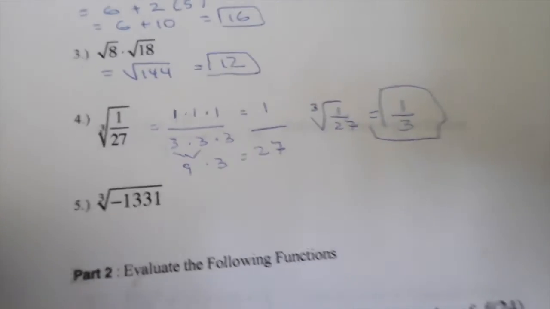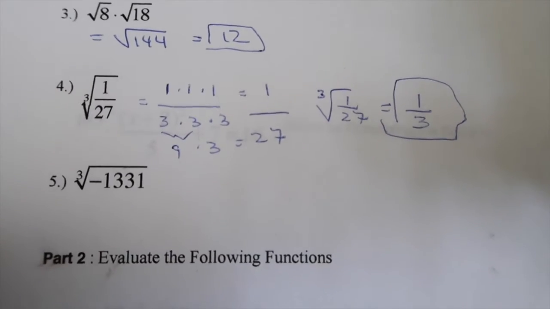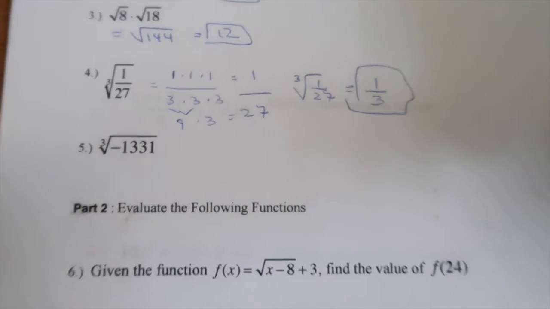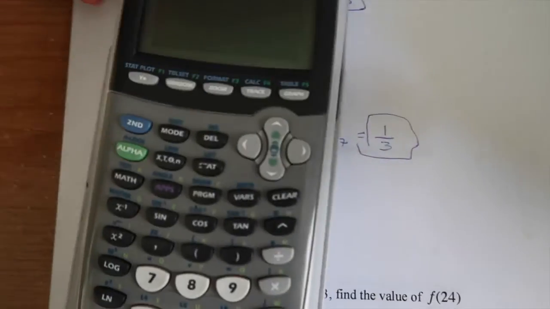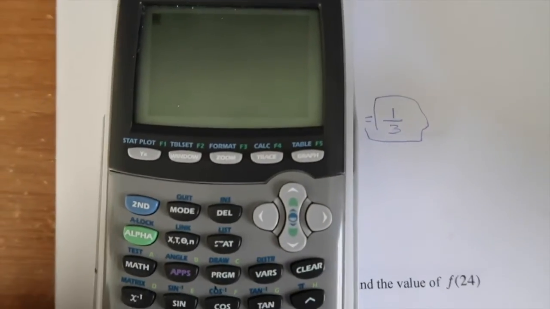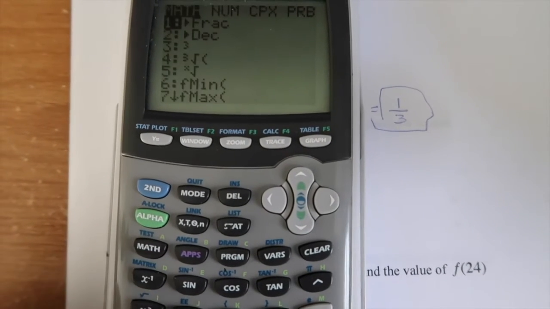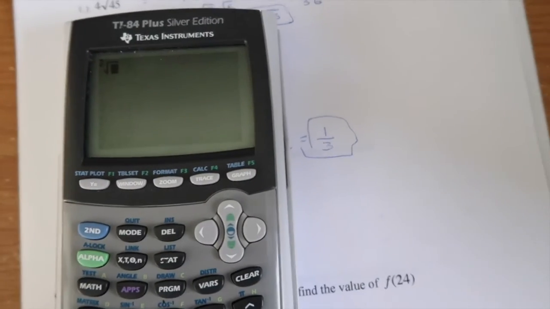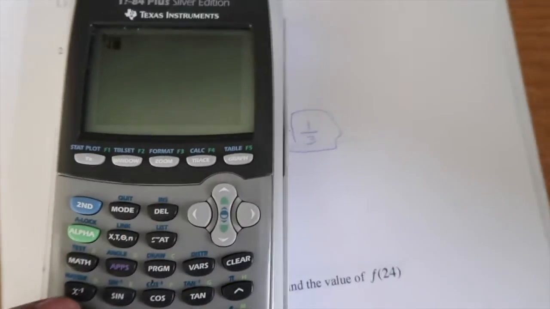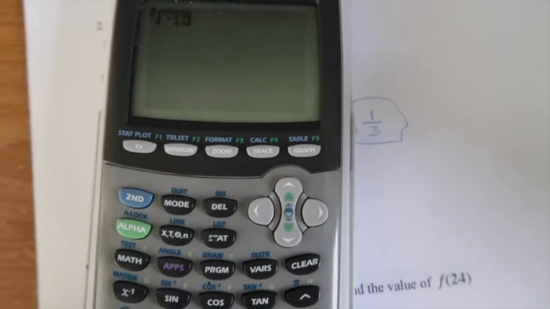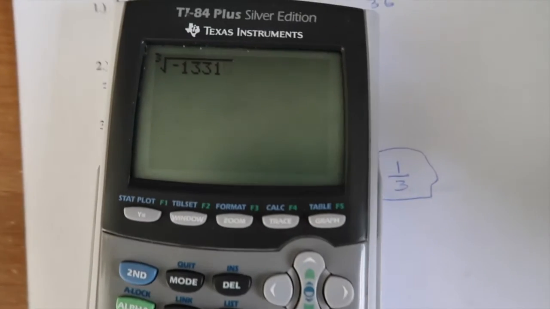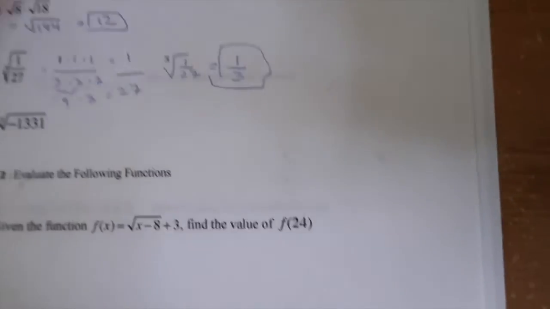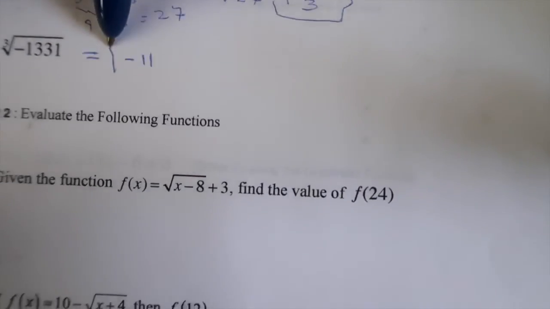Okay. So let's look at number 5. We have the cube root of negative 1,331, which is a large number. So let's use our calculators for this one. So we have a calculator here. Turn it on. Click on Math. And then click on number 4, which is the cube root. And now we put in our number, which was negative 1,331. Enter. And it equals negative 11. So that would be negative 11. That's our final answer.